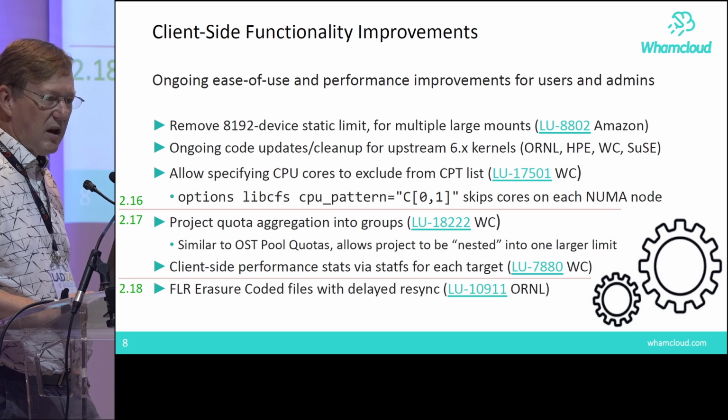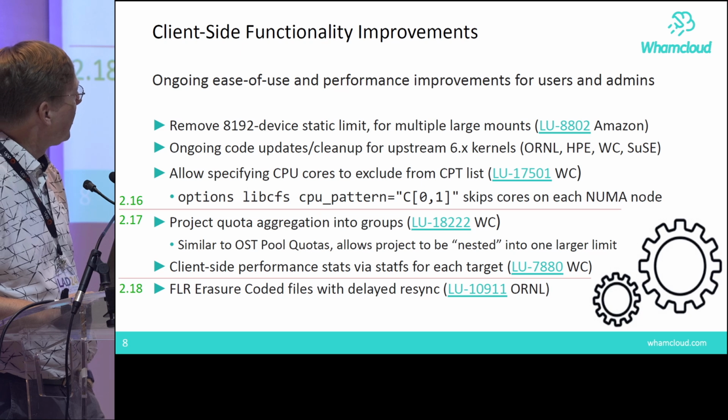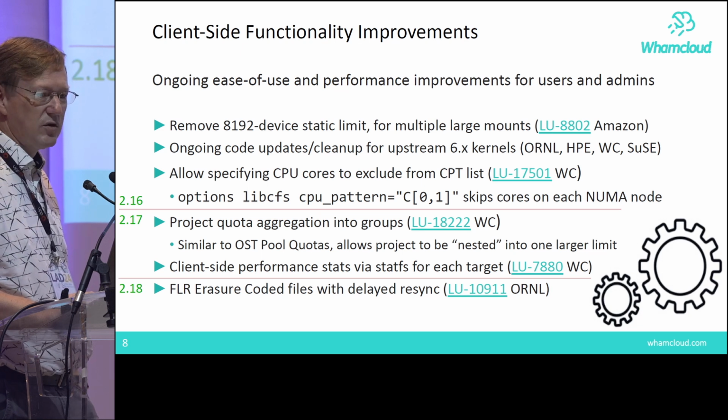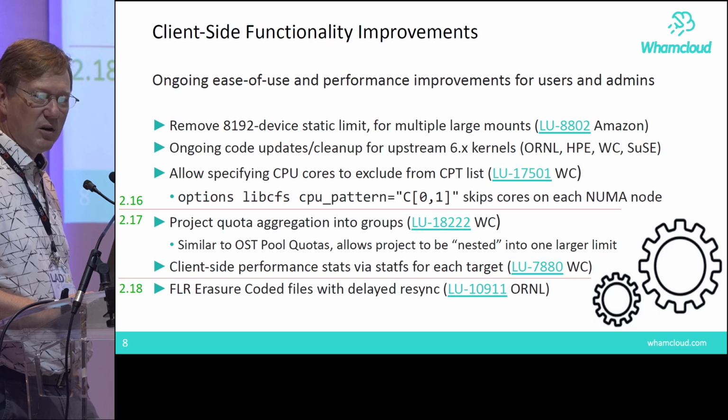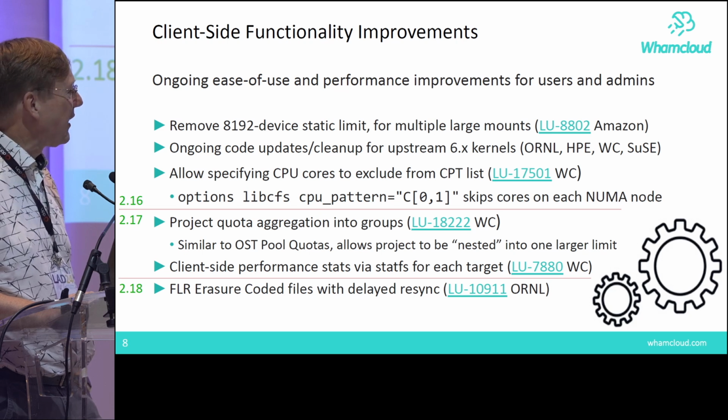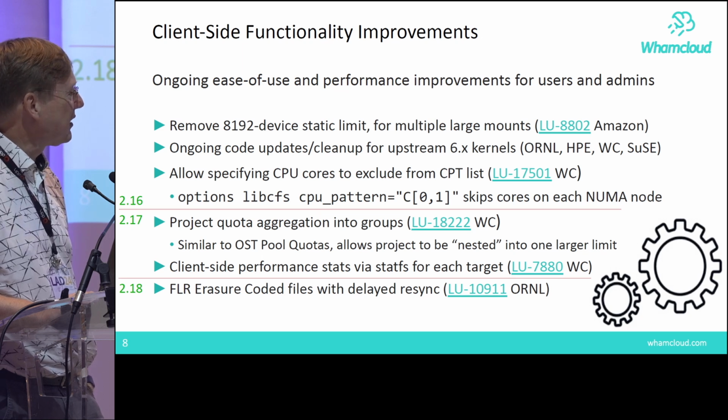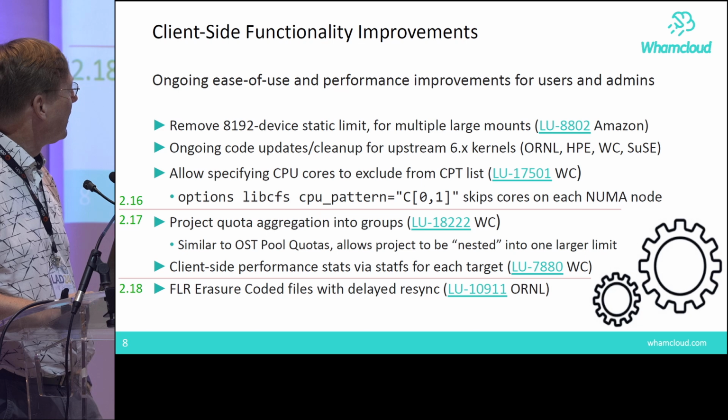Lots of people working on upstream client support. That's an ongoing task. Having exclude lists for cores, right? One of our competitive file systems, they bind and consume 100% of 2 cores on every NUMA socket. And so that is causing performance issues, so we can now easily exclude sockets.